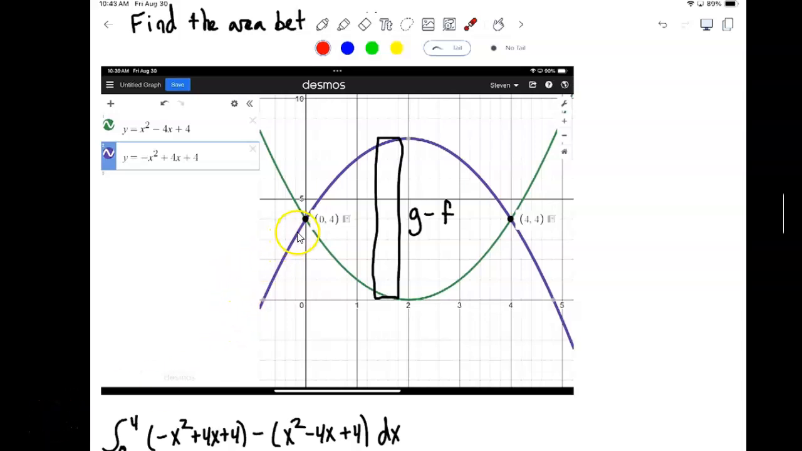As I said, we will have sometimes where the function that's on top switches across the interval. In fact, that's going to come up in our next example. We're going to see one where it does switch, and we have to account for that. So we're going to come back to that and deal with that here in the next example.